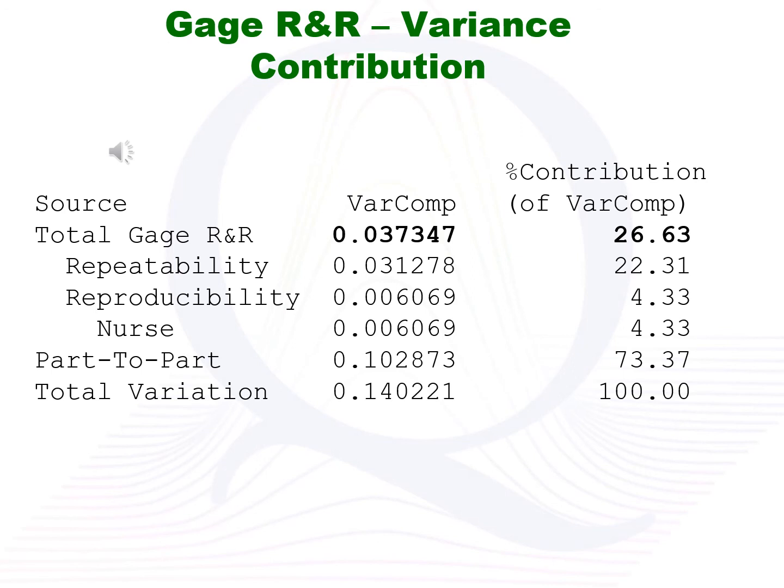Broken down further, 22.31% is coming from repeatability and only 4.33% from reproducibility. So we can see that there is somewhat of an issue with repeatability.